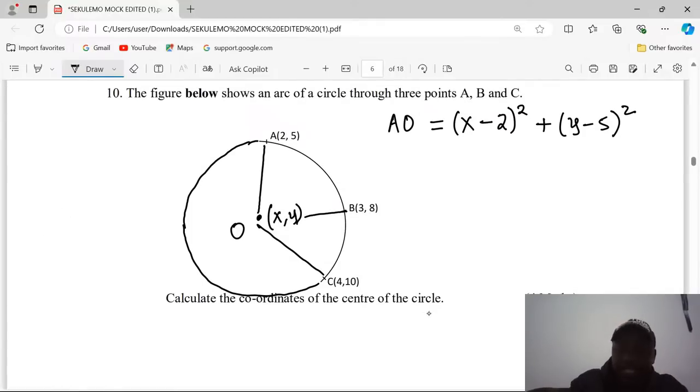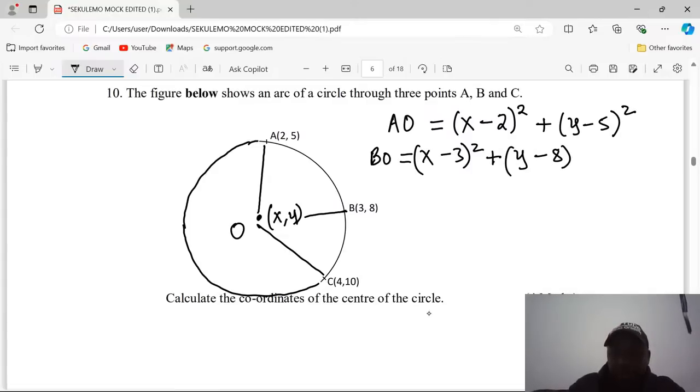Again, the distance from B to O, B to the center, it means we can get X minus 3. We square this, then we add Y minus 8, and we also square, we will get the same distance. Now it means if this is so, and we are saying the two distances are the same, then the vector magnitude AO is also the same as the vector magnitude BO.